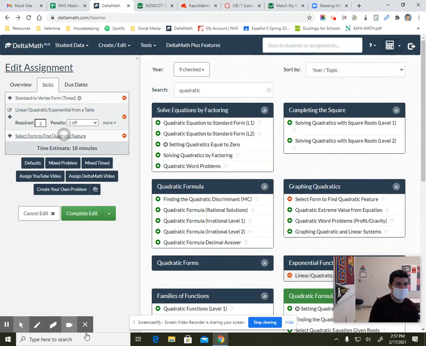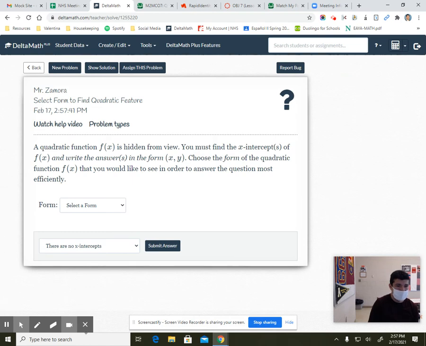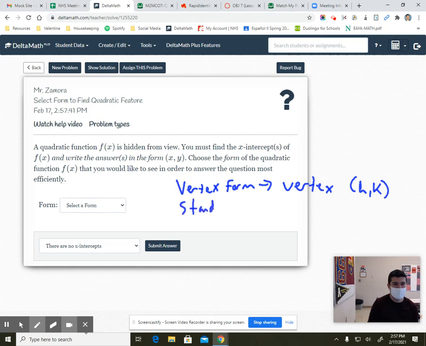All right, and selecting forms for quadratic features, best thing that I can tell you is vertex form. Best use of it is, well, to find a vertex. All right, don't forget that that's located at (h, k). All right, your standard form, what's that good for? Standard form is best when you're wanting to locate your y-intercept, because it's just going to be your c value.